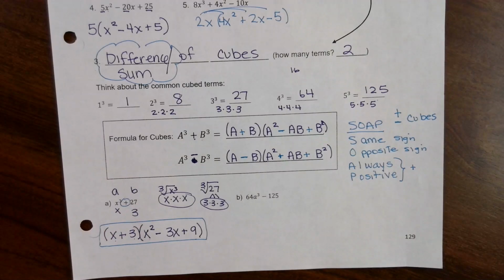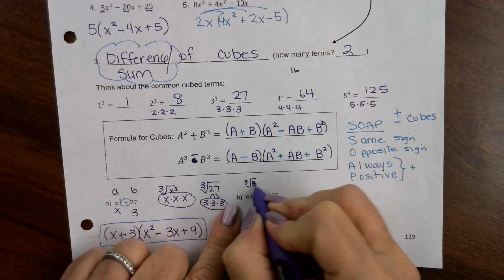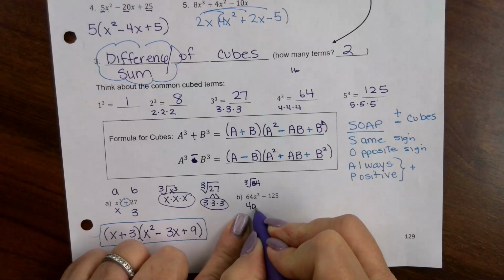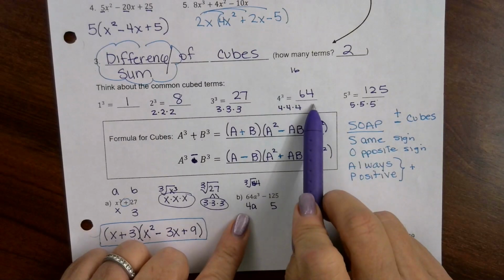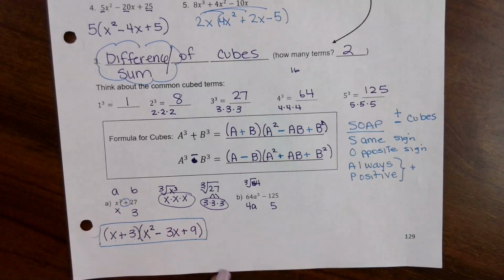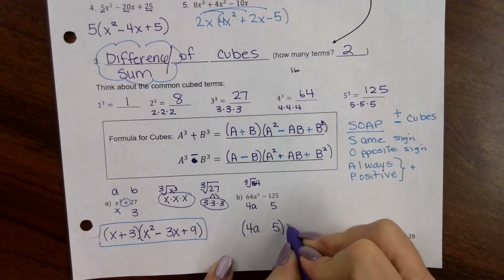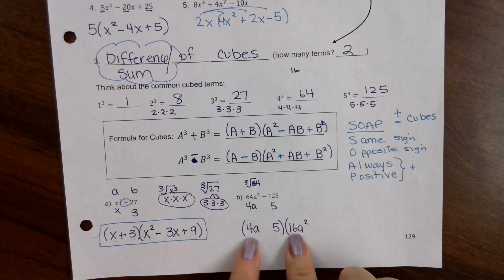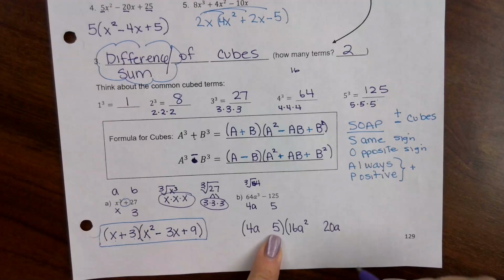Okay, let's do one more together. So 64, so the cube root of 64 is going to be 4. But I have a variable, the cube root of a cubed is a. And the cube root of 125 is 5, right? If you see these up here and you memorize these, this makes this easy. Okay, so pattern, a, b, a squared. So a squared is going to be 16a squared. So I have to square both of them. I square the 4 and I get 16. I square the a, I get a squared. My middle term is a times b, so 20a. And my last term is b squared, 25.